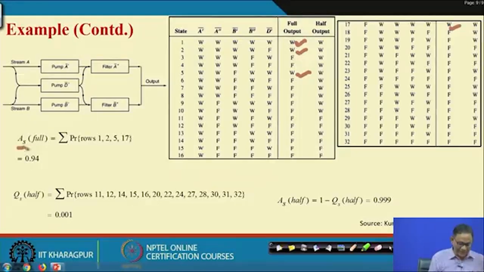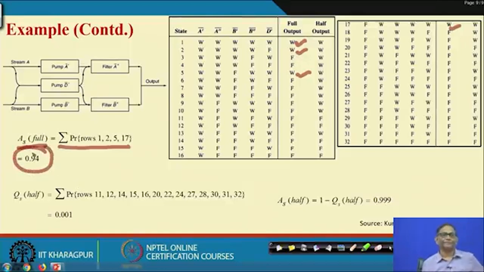As a result, we write AS full as the summation of the probabilities of rows 1, 2, 5 and 17. You know the probability of working, those values are known to you. Now if you find the probability of the first row, second row, fifth row and 17th row and add them, you will get AS full as this.